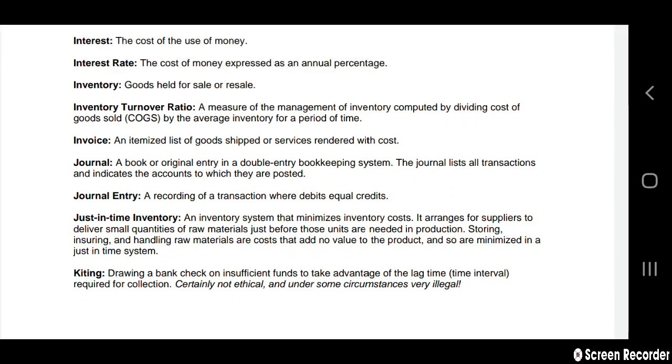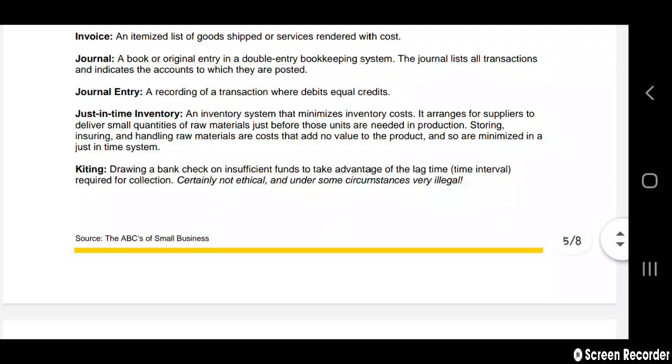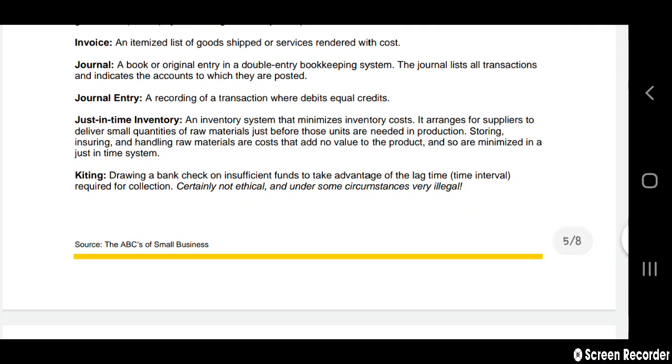Next is journal. It is a book of original entry in a double entry bookkeeping system. The journal lists all transactions and indicates the accounts to which they are posted. Next, journal entry, a recording of a transaction where debits equal credits.